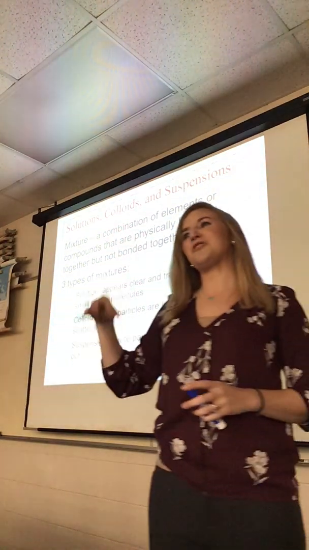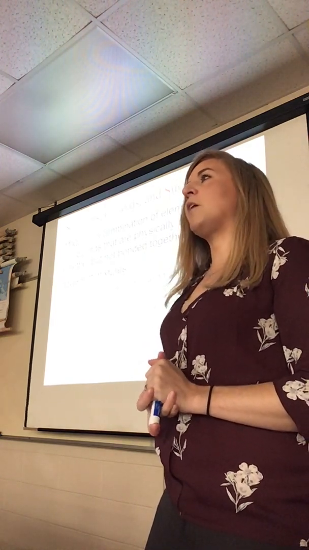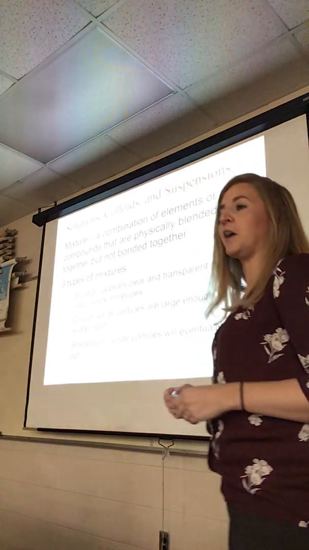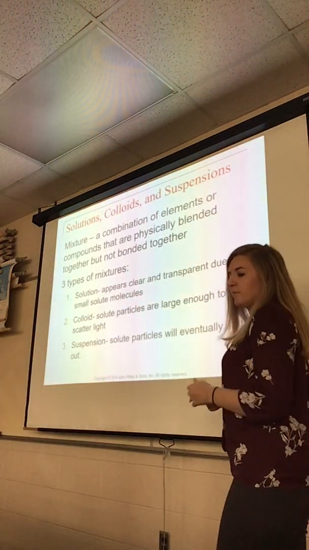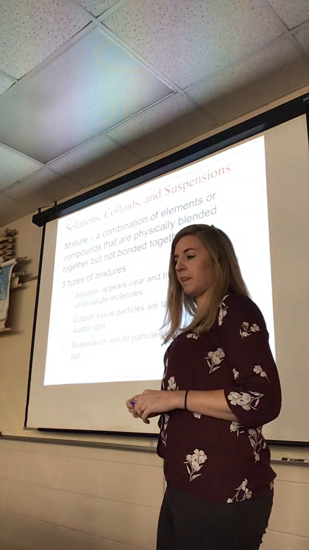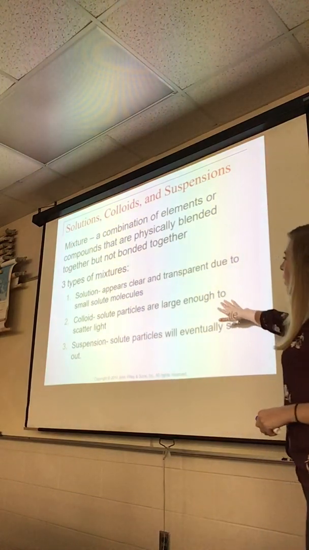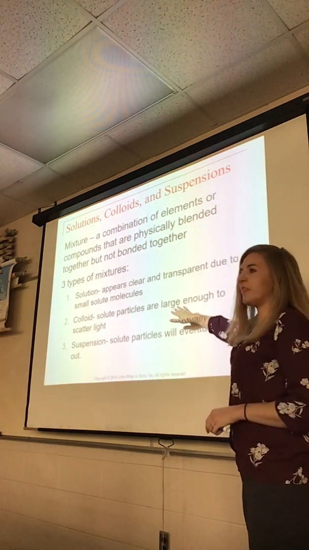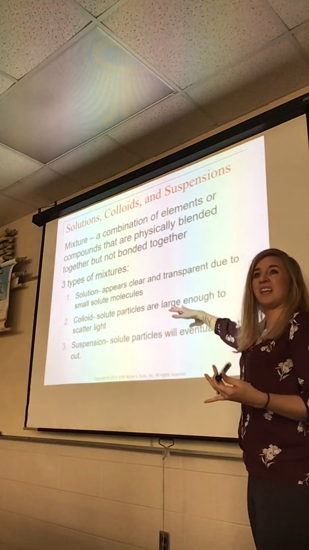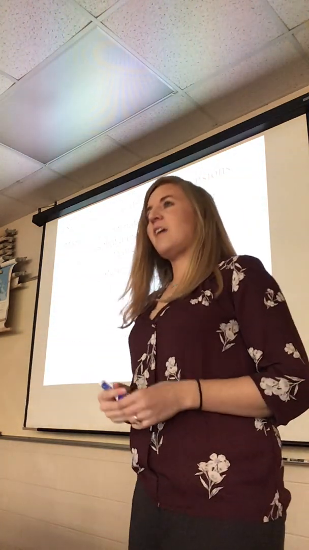Unless you just really saturate it with a lot of sugar, it's going to be clear and transparent because the solute molecules are small and completely pulled apart. So sugar water is an example of a solution. Now we've got two other types of mixtures. We've got things called colloids and suspension. Colloids are when the solute particles dissolve completely, kind of like sugar water, but the solute particles are so big, they scatter light. You can't see through it like it were just water.